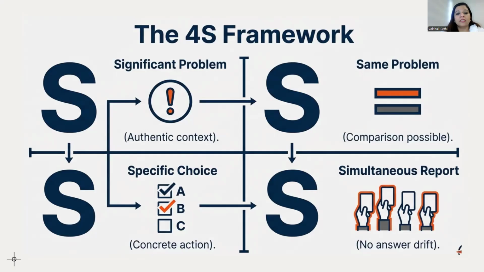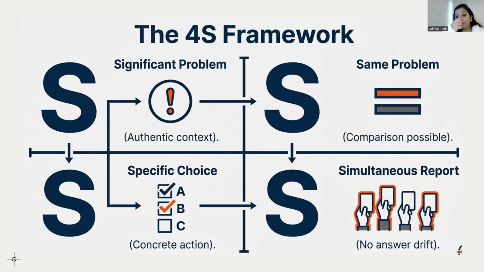So the first S is the significant problem, which means having an authentic context. The task has to feel very real and worth solving. If the problem is too easy or too artificial, teams will just complete it quickly. But if it is authentic, based on some real workplace scenario, like a case, a safety decision, or a real constraint, teams naturally engage because the decision actually matters. For example, which design is at most risk and why? Or which intervention should we choose for this scenario? We should have those kinds of questions.